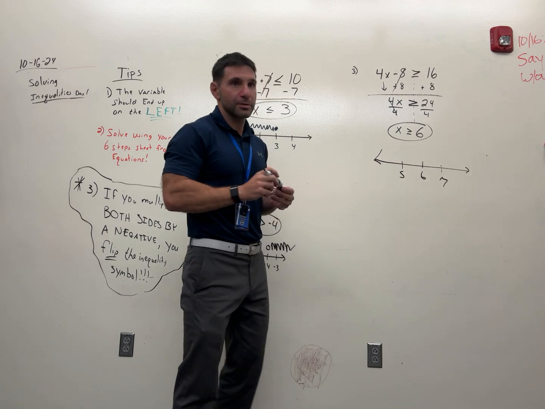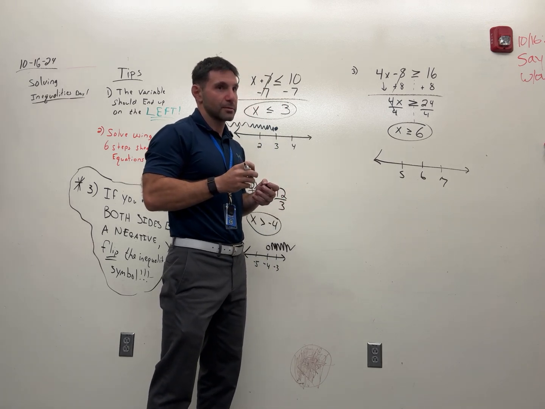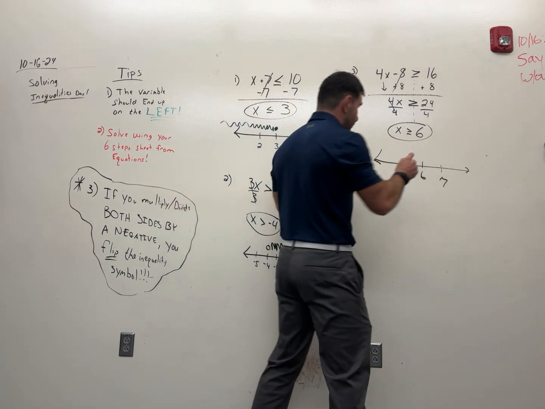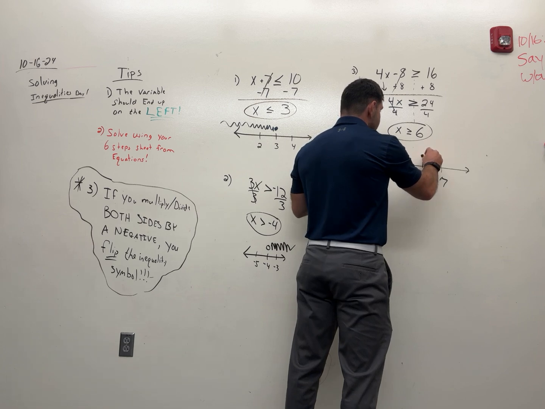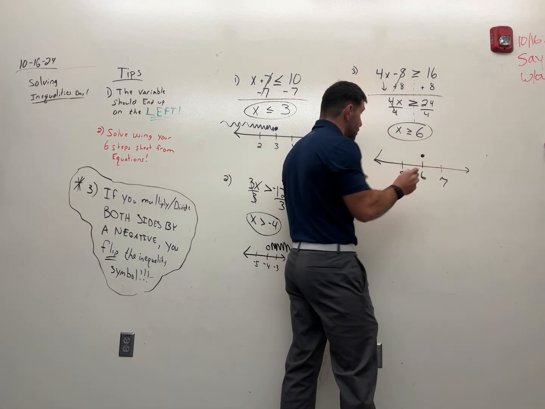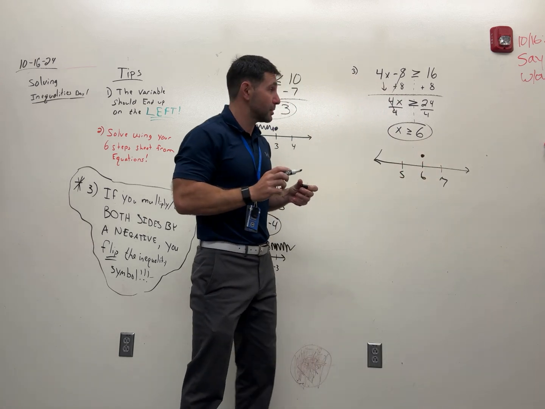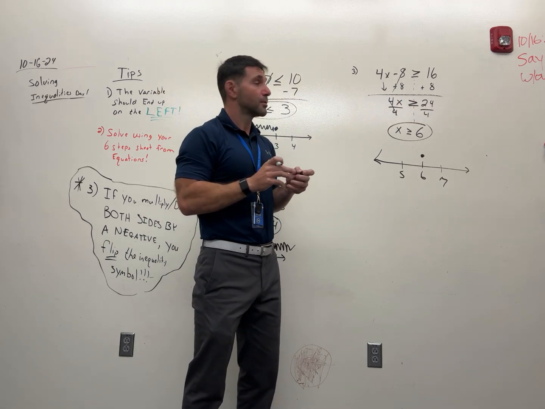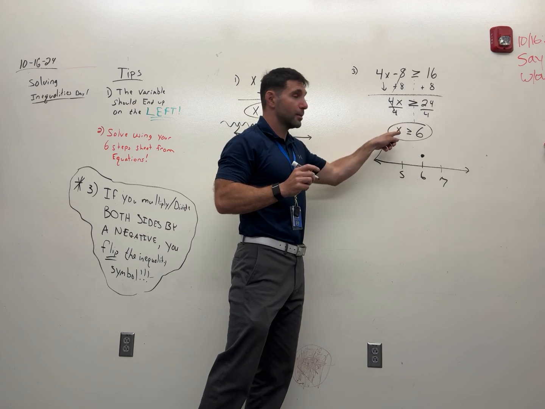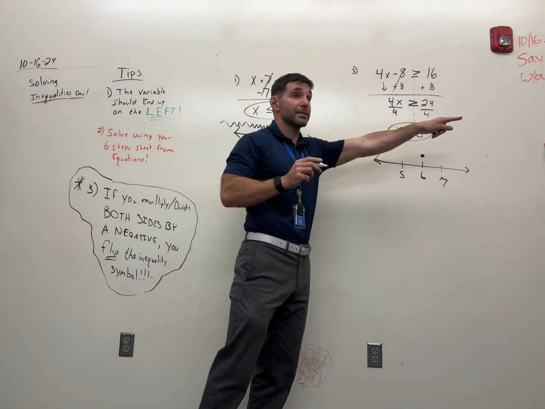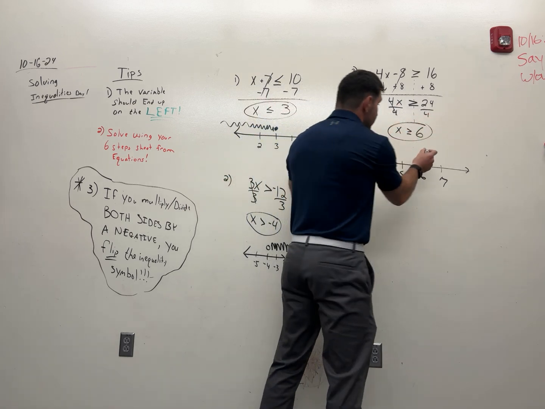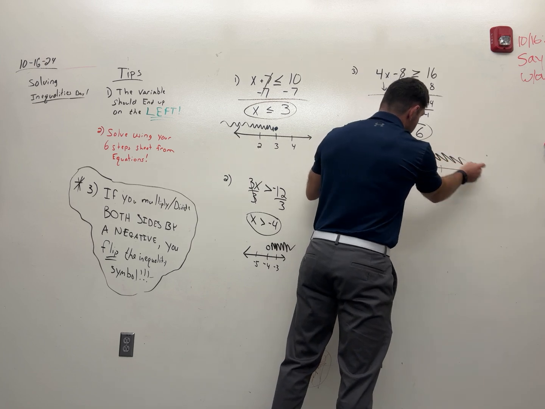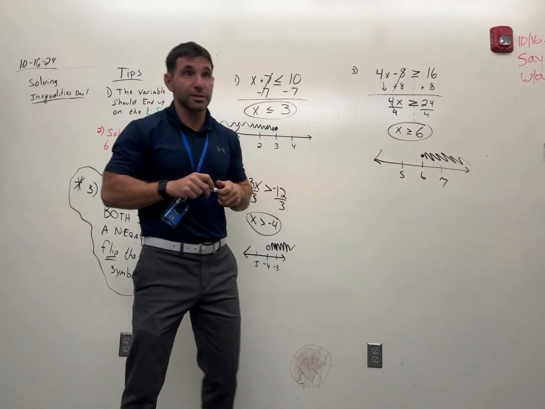Open circle or closed circle? Closed, because it's equal to, which means this is part of my solution. Which way is it pointed? Is it pointed toward the window or towards the walls? Which way is that arrowhead pointed? Yeah, this direction. It points this way, so that's the way that we shade. Questions there?